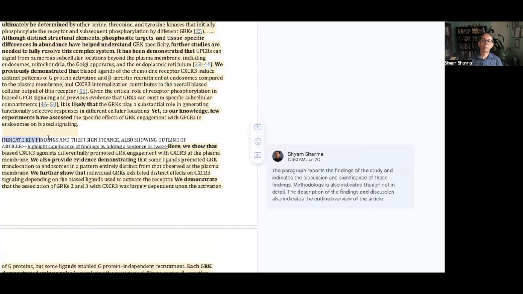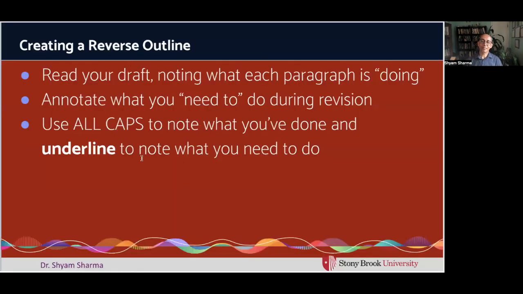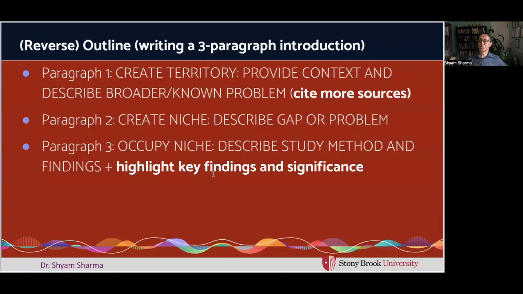Or let's say the planning was to indicate the findings and significance of the finding, but I might realize when I come back after drafting that I need to highlight the significance a little better. So by outlining and then also using underline to reverse outline, you are able to assess how well you have done and plan how to do better in the revision process.